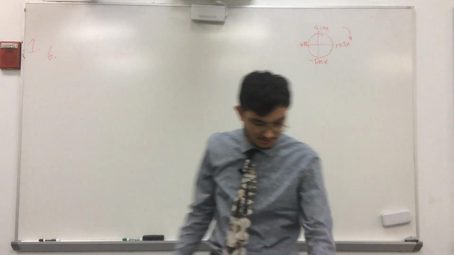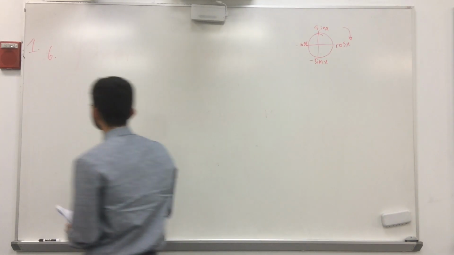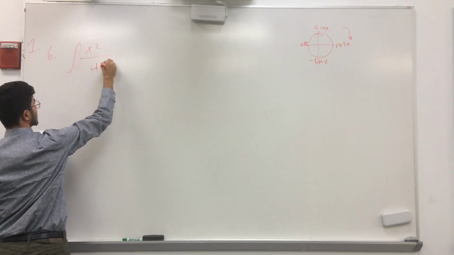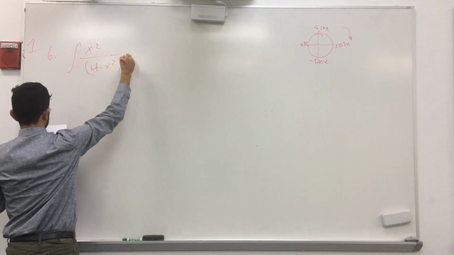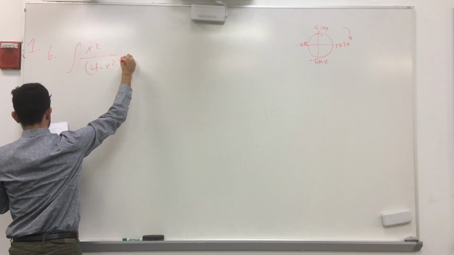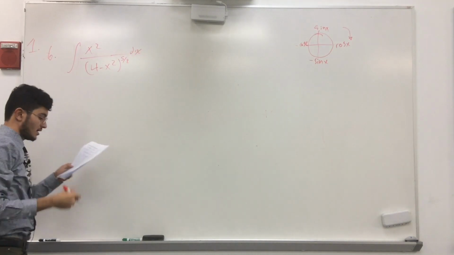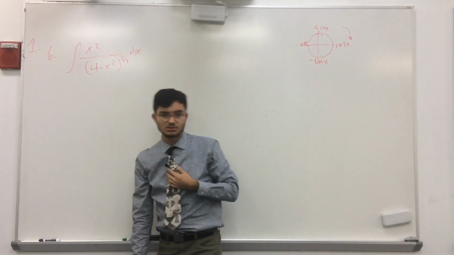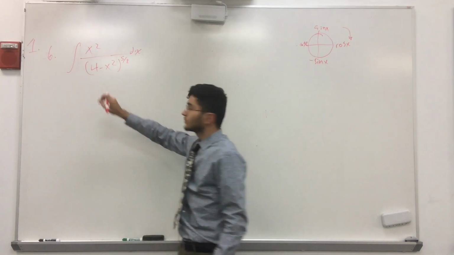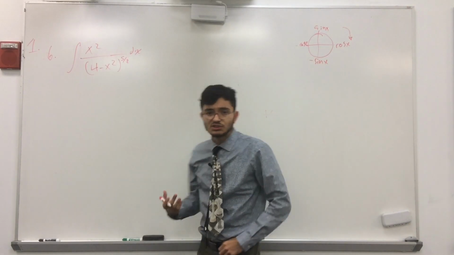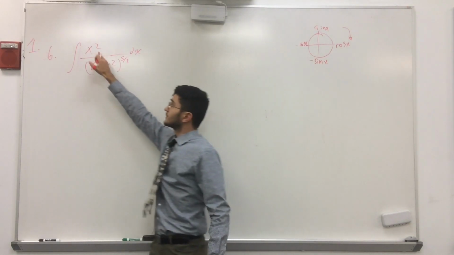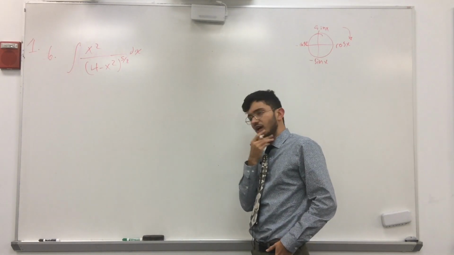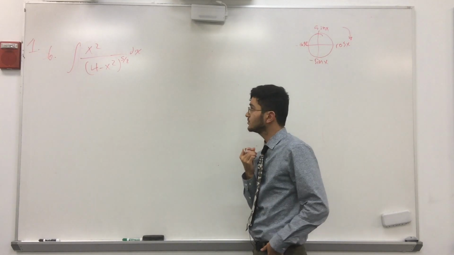So for question 1, part B, we have the integral of x squared divided by 4 minus x squared, all of this to the power of 5/2 dx. For this problem, the first thing I tried was substitution. Let's say u equals 4 minus x squared, but when you take into account that you have x squared on top, it's not going to work very nicely. So what type of integration technique should we use in here?